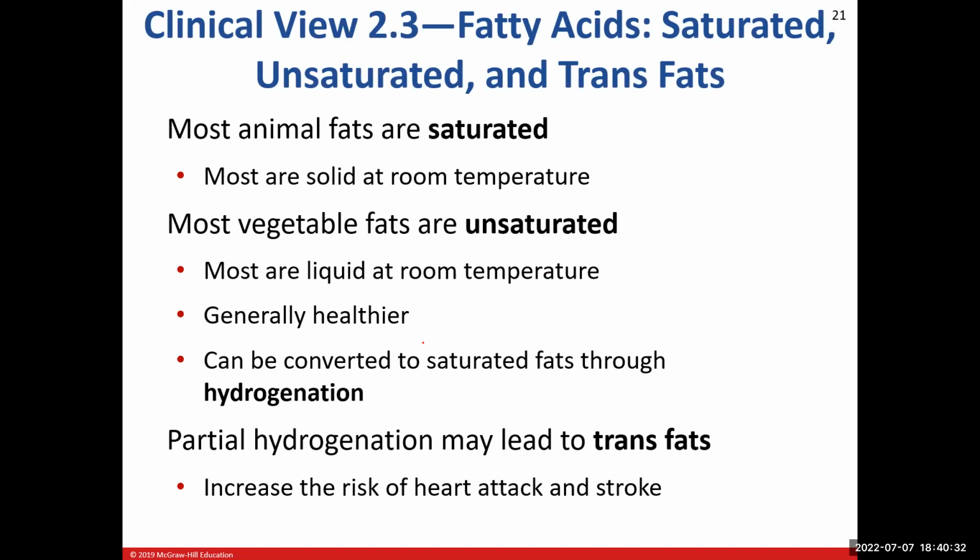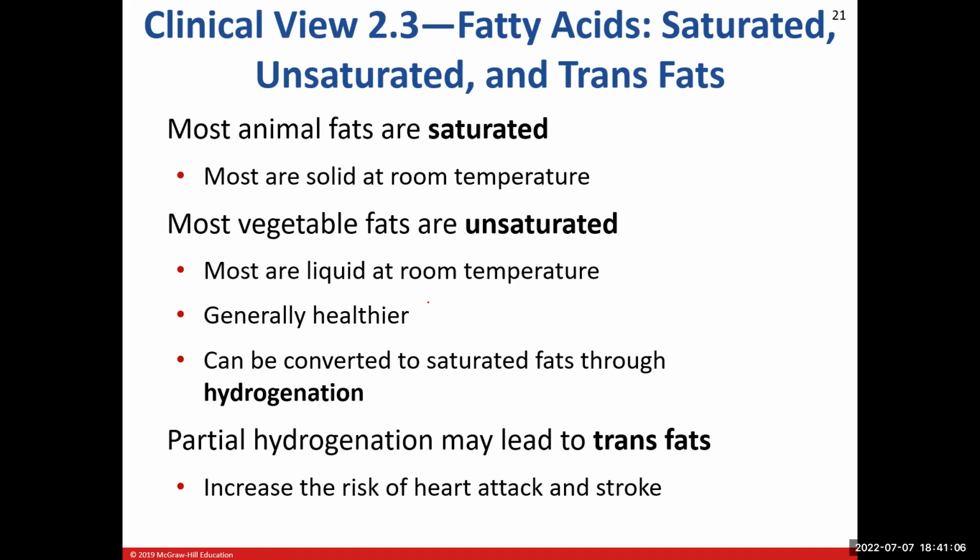So one of our clinical views here is talking about saturated, unsaturated, and trans fats. Ooh, the evil trans fats. Watch out for those. Those are actually illegal in New York City. You cannot serve or use products that have trans fats in them to paying customers. Now, you can buy it for yourself at home, do whatever you want, but you cannot sell that to paying customers in New York City. That has been outlawed.